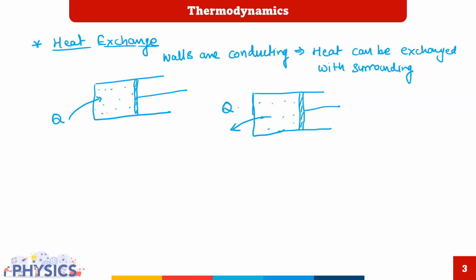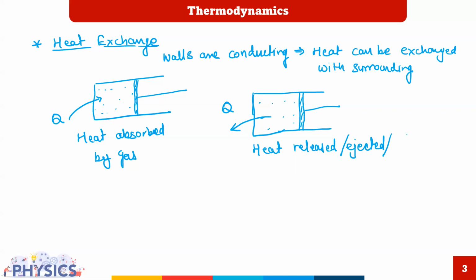So basically, if the walls of the container are conducting, the gas can absorb heat from the surrounding. It is called heat absorbed. And here you can say heat released, or you can use the word ejected or rejected. Any of the words is fine.